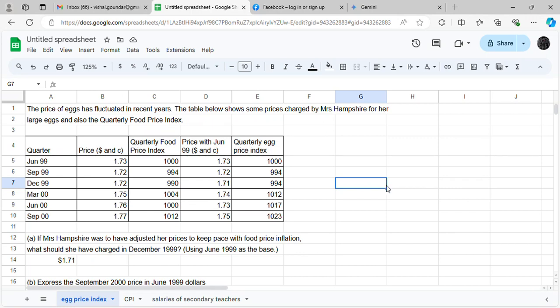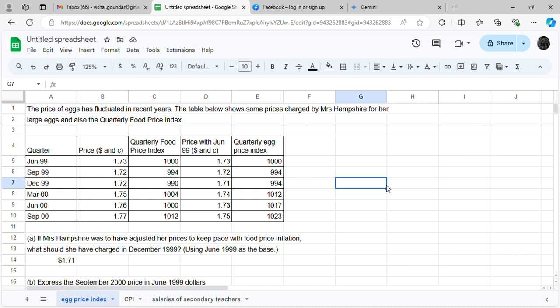In this lab, we will look at the data collected for price index and will carry out the data analysis. The price of eggs has fluctuated in recent years. The table below shows some prices charged by Mrs. Hampshire for her large eggs and also the quarterly food price index.